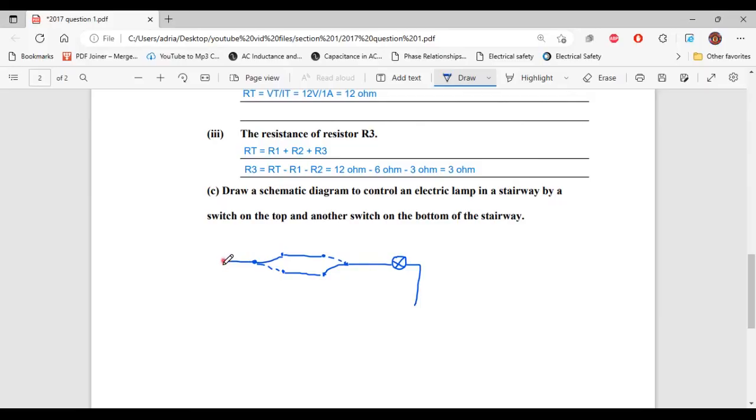And finally, we want to add our symbol for the source. All right, and there we go. And here we have our schematic diagram, so we can also label it. The lamp is called L1. For the switches, for the first one, let's call it S1. For the second one, let's call it S2. And for the source, let's call it VS. All right, so that's it for this question.